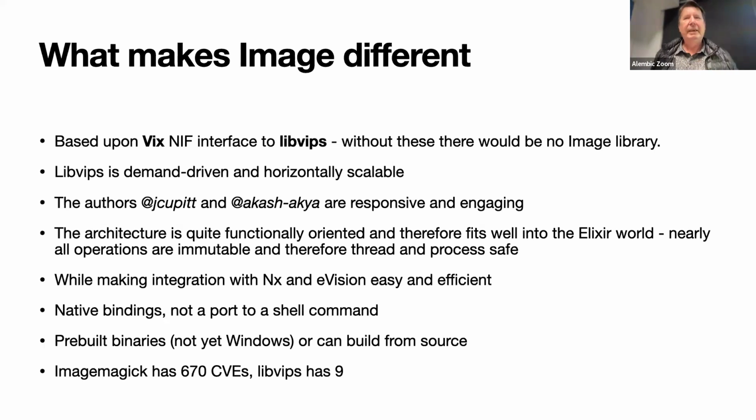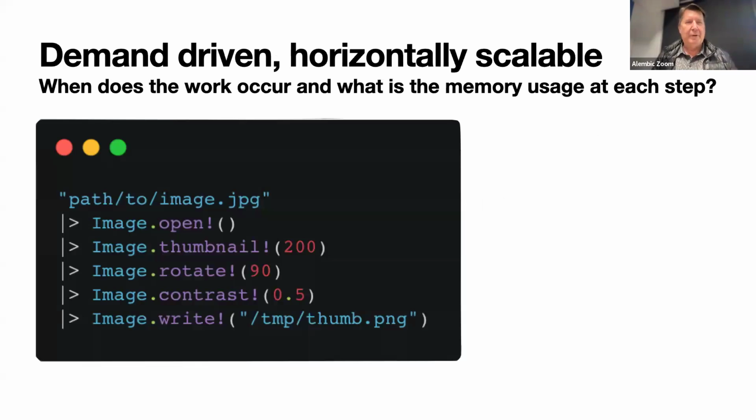So that's what makes Image as a library different. It builds on an incredibly solid foundation, but delivers an idiomatic Elixir experience. So I've said that it's demand-driven and horizontally scalable. What does that mean? Here's an example of a quite typical, fairly small image processing pipeline.